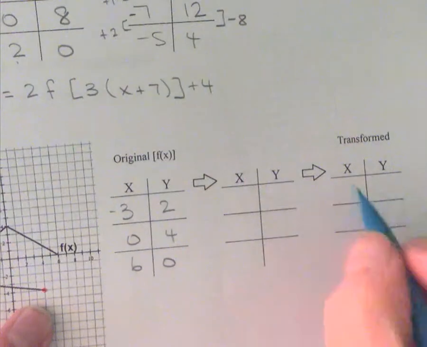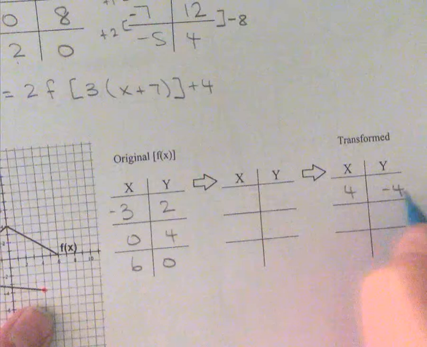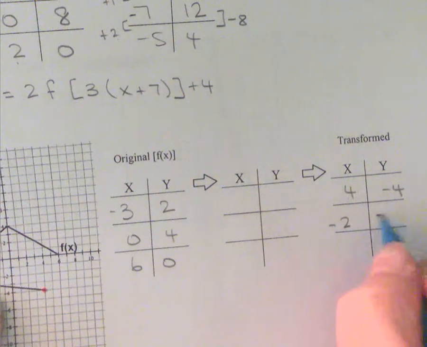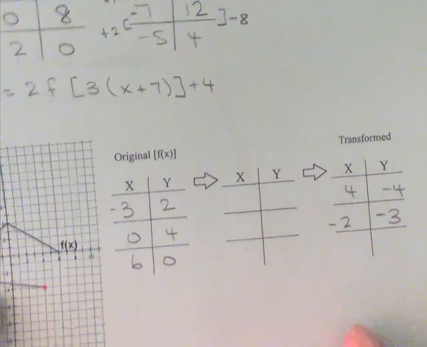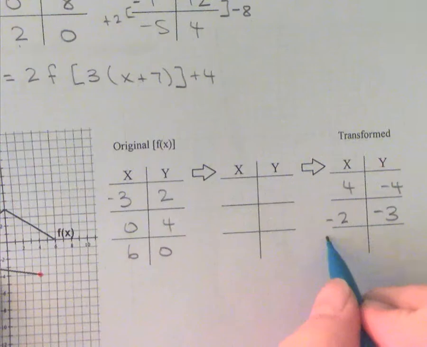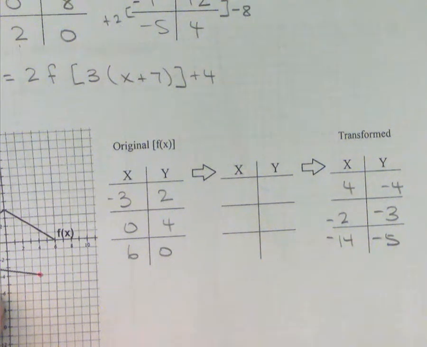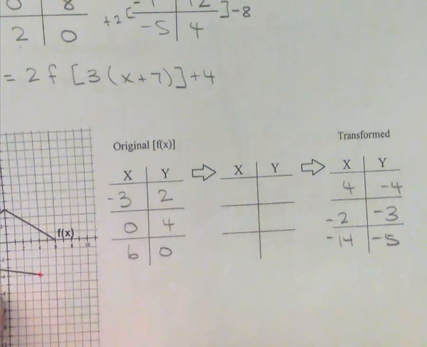So this point is 4 and minus 4. This point is minus 2, minus 3. And then we have minus 14 and minus 5. You need to make sure your points match up in the right order.